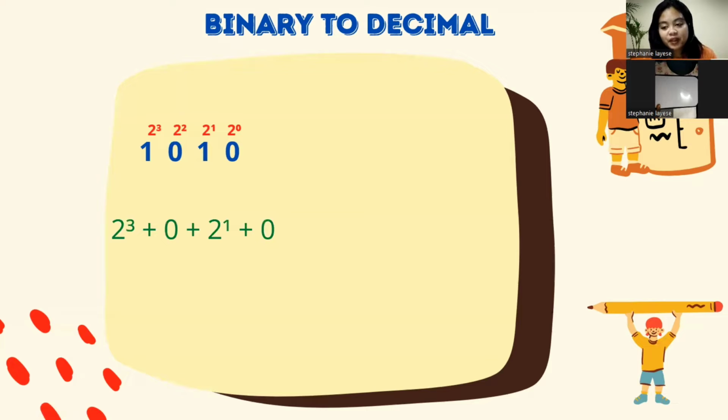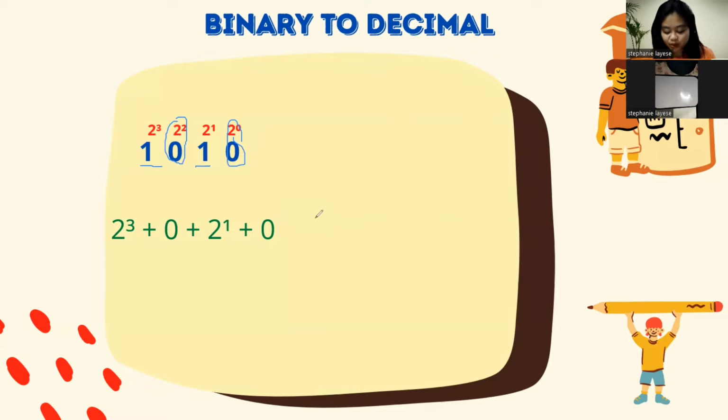But remember, we have 1010, and 0 means no value. So we will simply ignore it and put 0 to this. We will simply put 0 in this and also this because it doesn't have value because it's 0. And then we will only solve this one who have 1. And it applies to all binary numbers whenever we solve binary numbers to decimal.